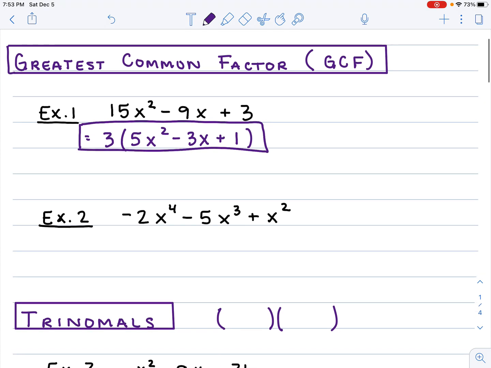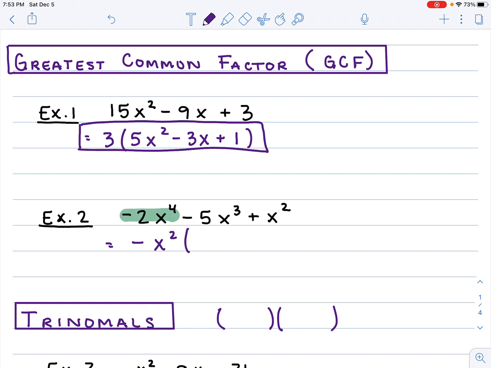Example number 2, we've got negative 2x to the fourth minus 5x cubed plus x squared. I don't think they have any coefficients that have a GCF, but they all have an x squared in common. So we're going to remove an x squared. And ideally, you want this first term here to be positive. So I'm also going to pull out that negative sign to make it positive. So I'm going to be removing a negative x squared from each term.